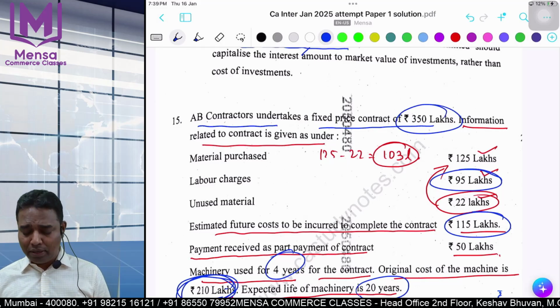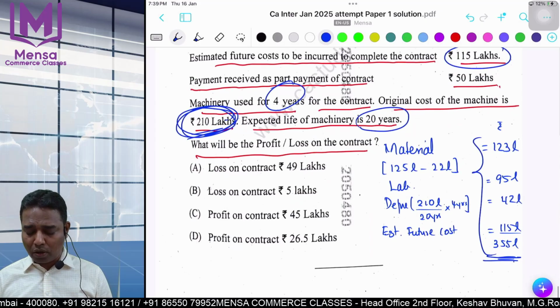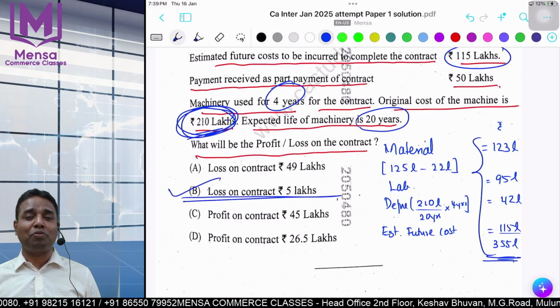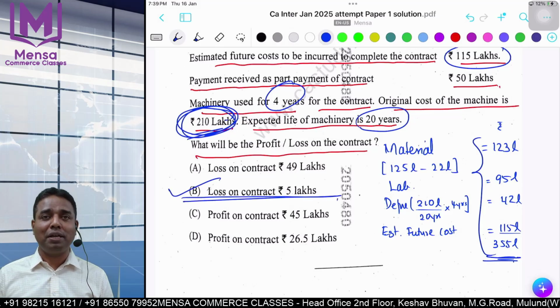As per AS 7, you have to immediately recognize the loss in your P&L. The correct option will be loss on contract of 5 lakhs is to be taken to the P&L account debit side.